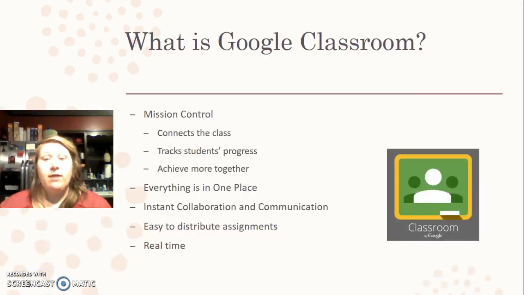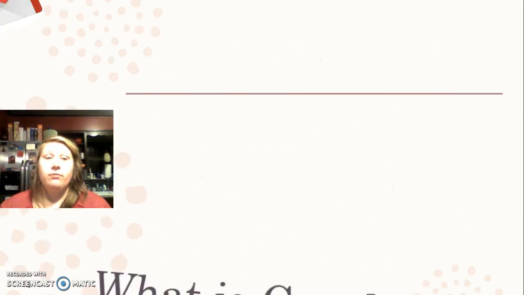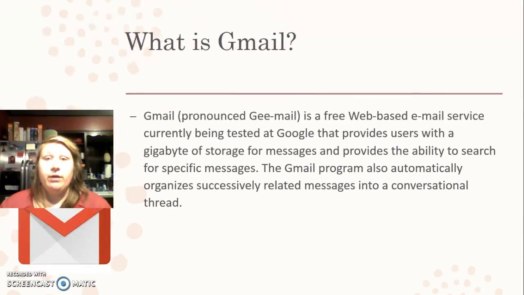Okay, so that was a little bit about Google Classroom. Now we're going to move on and talk about Gmail. It's pronounced Gmail, just like I said. It's a free web-based email service. It's currently being tested at Google, and it provides users with a gigabyte of storage for their messages, and it provides the ability to search for specific messages throughout their messages. The Gmail program automatically organizes related messages into a conversational thread. And most people nowadays use this for their email account, I think. I know that I do.